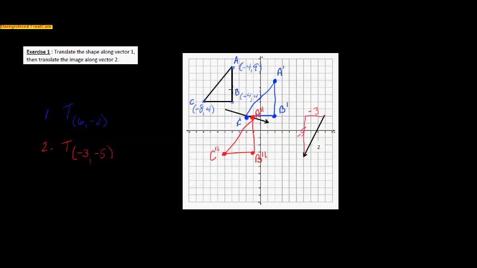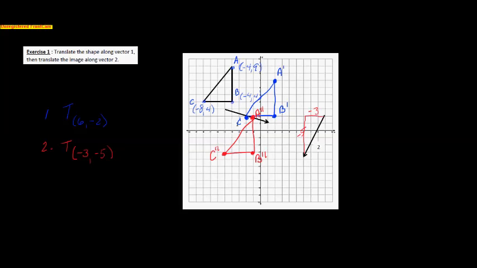So first I started with this triangle here. I translated along this first vector. It brought me over to here. That's A prime, B prime, C prime. And then I did another translation off of that image to create another image according to this vector. And so that's A double prime, B double prime, and C double prime. That's pretty straightforward. If you knew how to do translations before, then this shouldn't be a really big jump for you. It's simply putting two problems together into one.